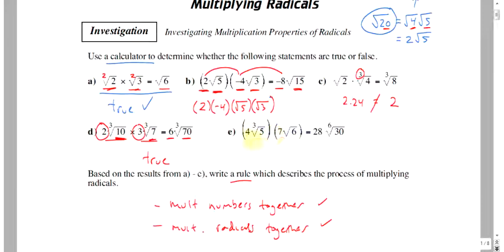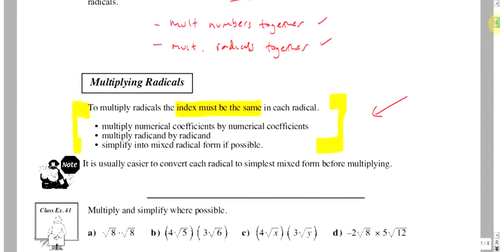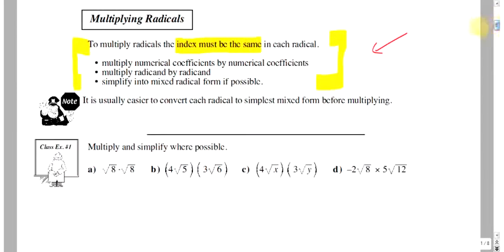Okay? Do these have the same index? No. Can't do it. All right? Now, note this. Here's Mr. Policeman with his octagon. It says note: it's usually easier to convert first. That's what it says. Okay? Let's keep that in mind.